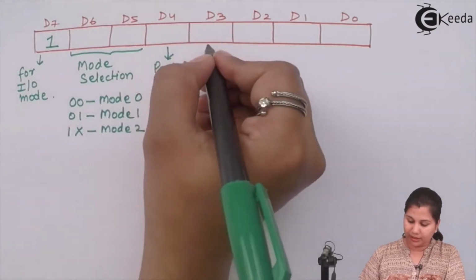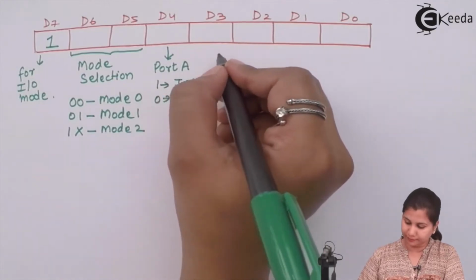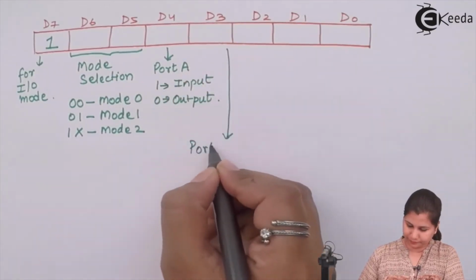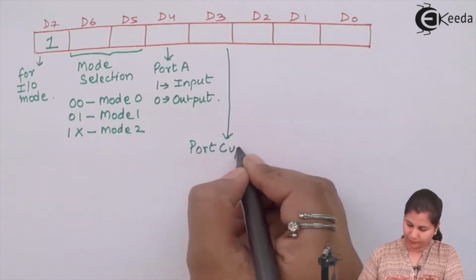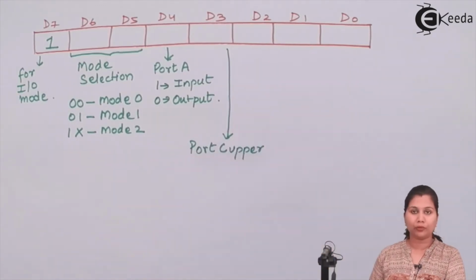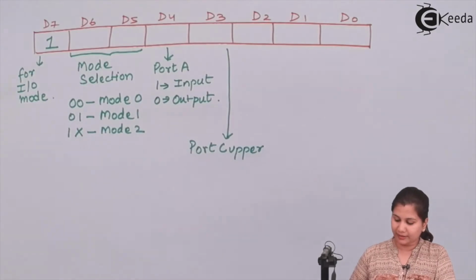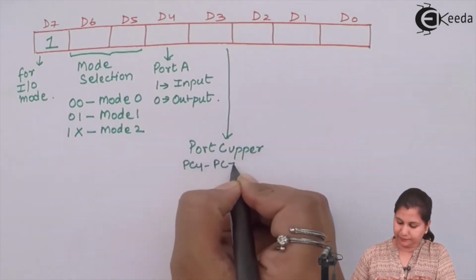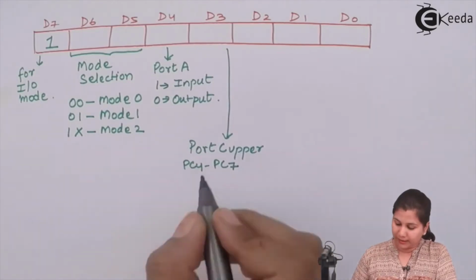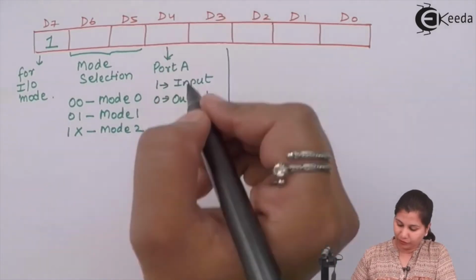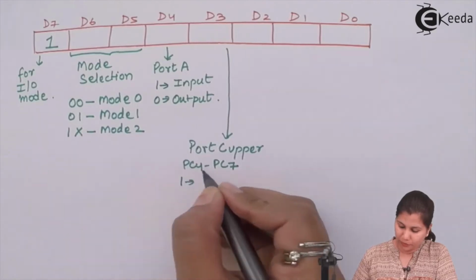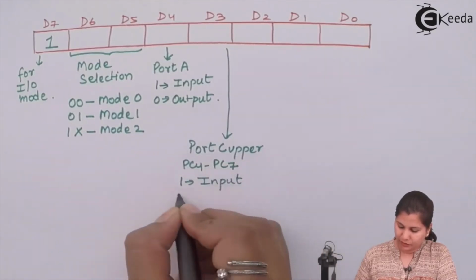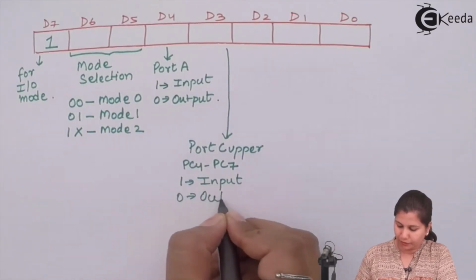Bit D3 is for port C, the upper port of C. So we can say that it is for PC4 to PC7. Now this D3 bit, if it is 1, then port C upper will act as an input port, and if it is 0, then it will act as an output port.